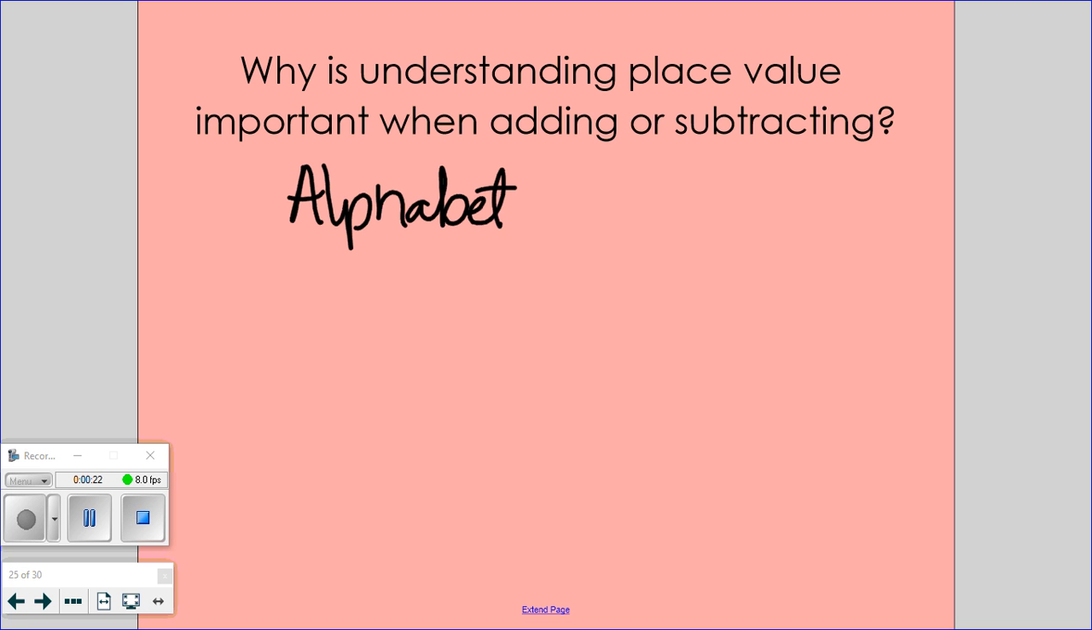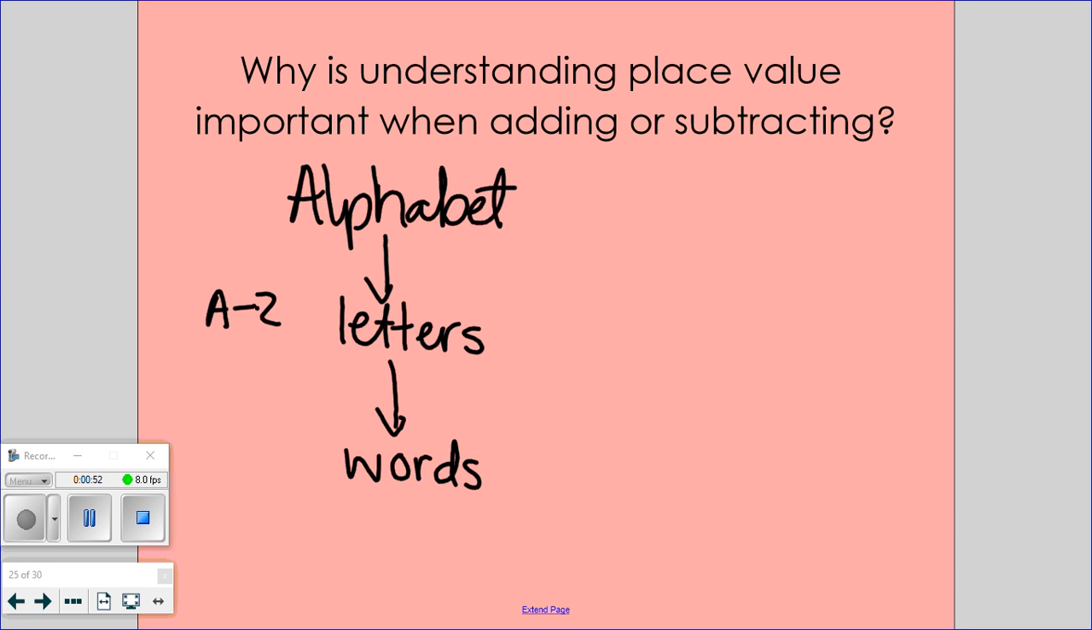Okay, we know what the alphabet is. You've learned all about the alphabet before. Those are the letters, right? In our alphabet, we have our letters, and then we use those letters to make words. This is nothing new. Our letters are A through Z. There's 26 of them. You can manipulate them around to make new words.